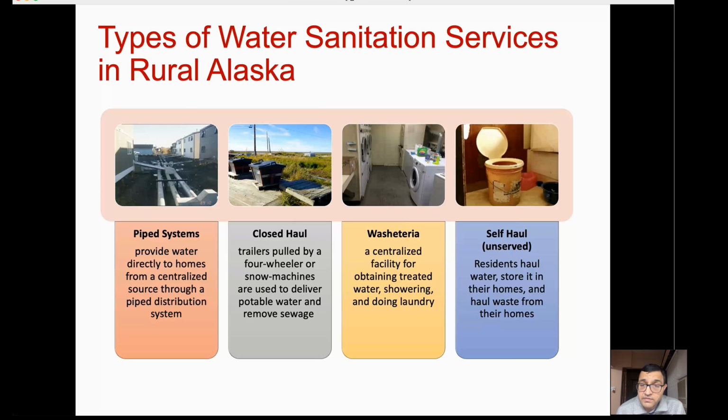And then finally, the least served on the scale is self-haul or unserved communities, where the residents themselves haul their water, sometimes from the washaterias, and they store it in their homes, and then they haul the waste from their homes into the nearby lagoons. So these are categorized as unserved homes or unserved communities, which we'll talk about more in a moment.